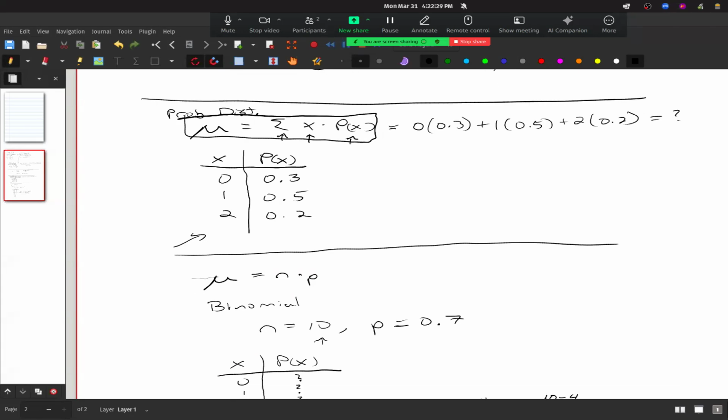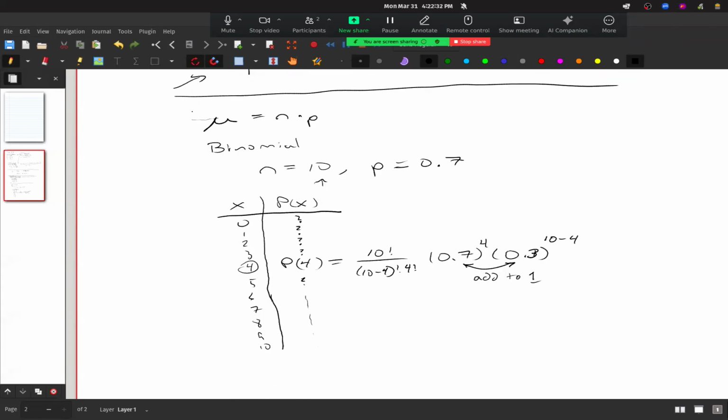If you know that it's binomial, then the mean is just going to be the number of trials, which in this case is 10, times the probability of success. And so in this case, it'll come out to be 7. So in other words, this formula is a shortcut way to calculate the mean if you know your probability situation is binomial.